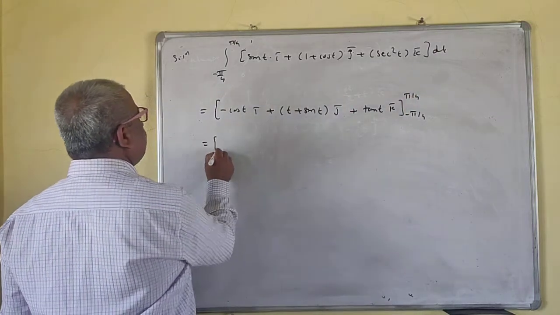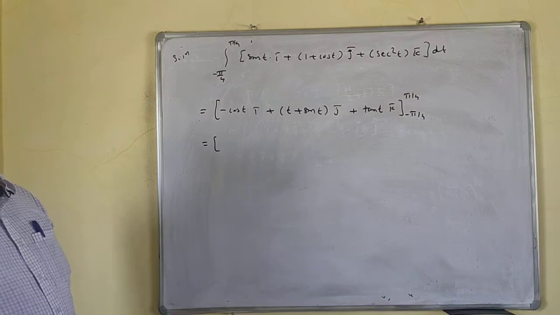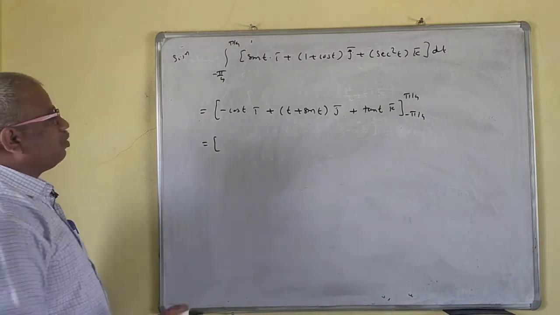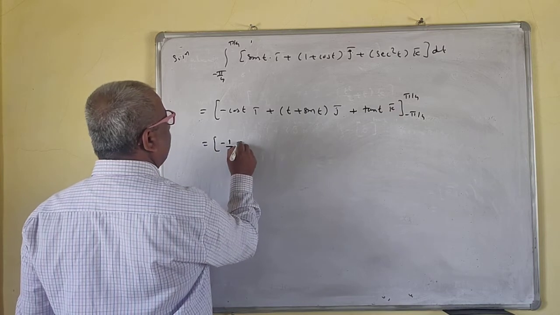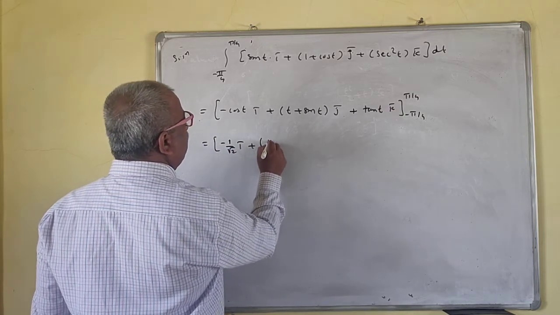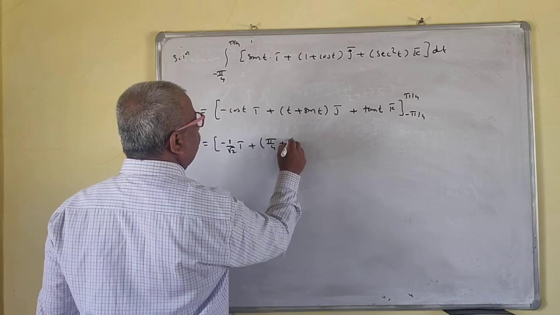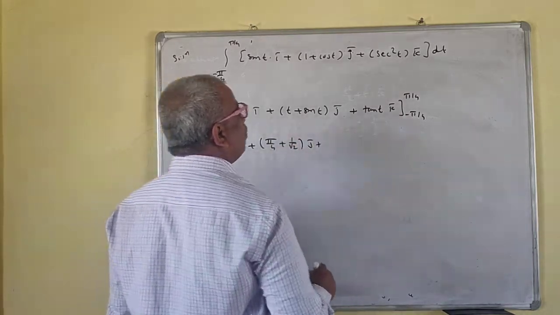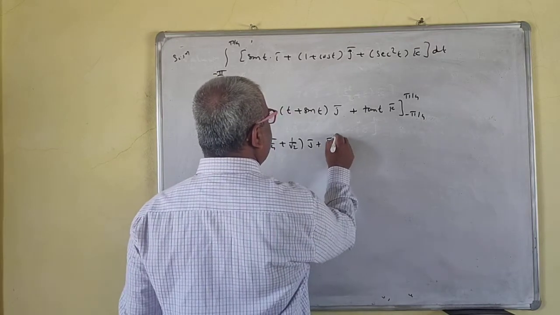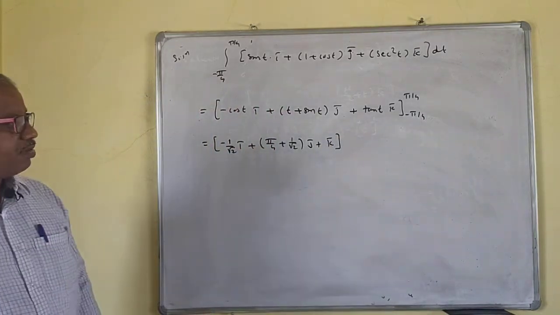Okay. So we know cos pi by 4 is 1 by root 2 and sin pi by 4 is also 1 by root 2. So this is minus 1 by root 2 i bar plus pi by 4 plus 1 by root 2 j bar plus tan pi by 4, which is 1, so this is k bar.